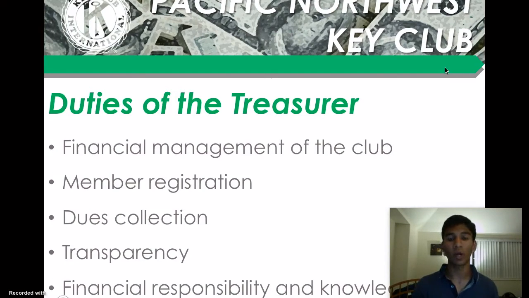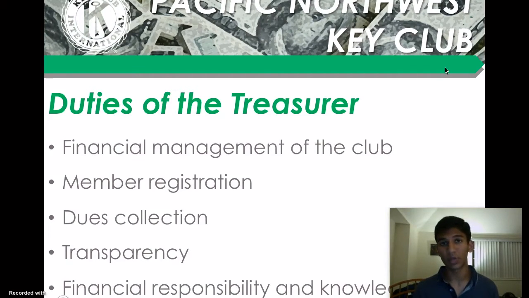Then you'll probably end up asking ASB for some funds. That's when you're going to want to use this budget, and it also just helps your club track funds in general. Next is member registration and dues collection. This is done online through the Membership Update Center, which I'll get into shortly.